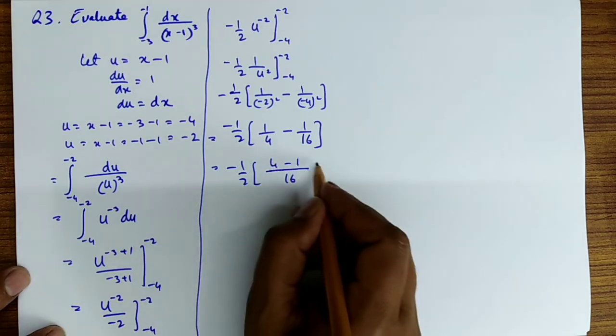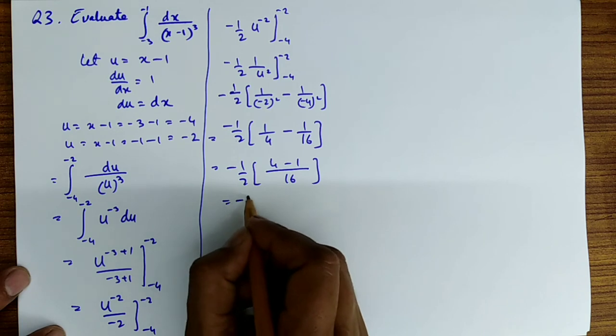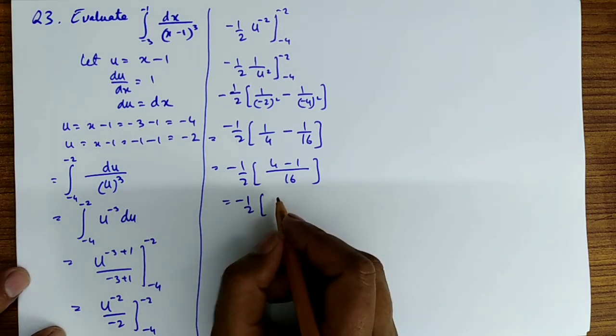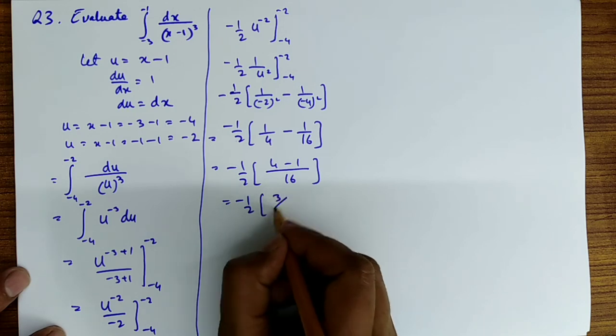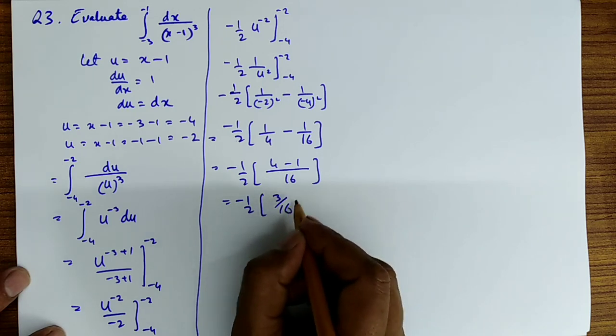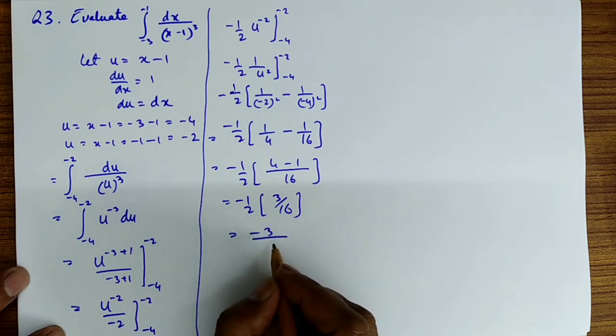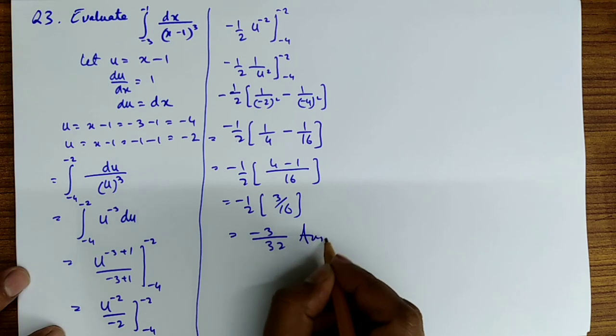4 minus 1, simple, find the LCM, that will be 3 upon 16, minus 3 upon 32. This is our final answer.